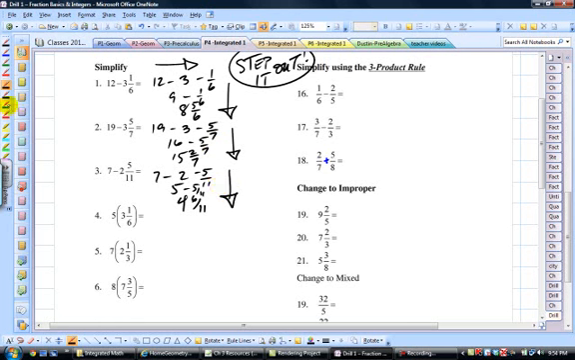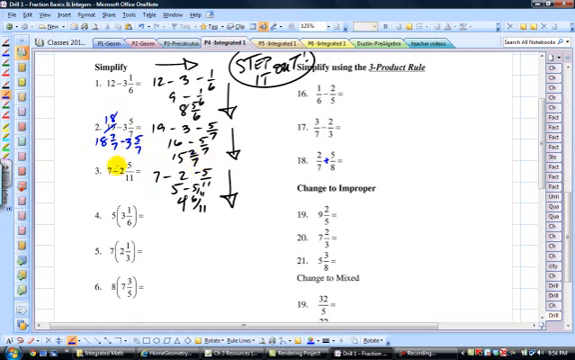You know, back in grade school, what you guys did was this: 19 minus 3 and 5/7. The way you did it is you borrowed 1 from 19. Okay, make that 18, and you made it 18 and 7/7. 7/7 is 1 plus 18 is 19. So you just rewrote 19 as 18 and 7/7 minus 3 and 5/7. 18 minus 3 is 15. 7/7 minus 5/7 is 2/7, and that's how you got your answer.